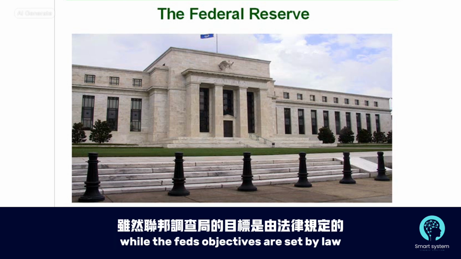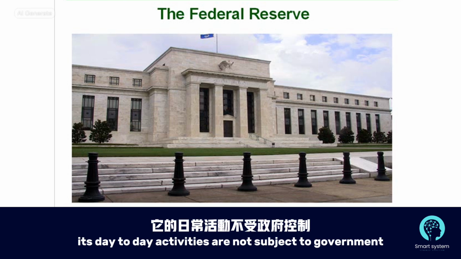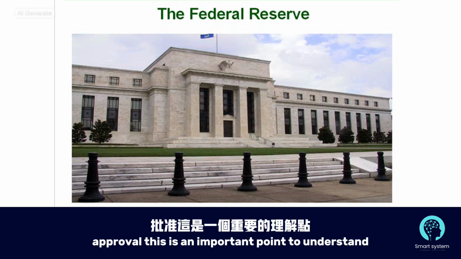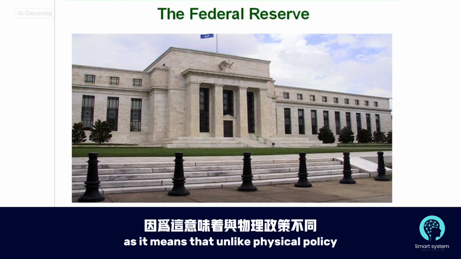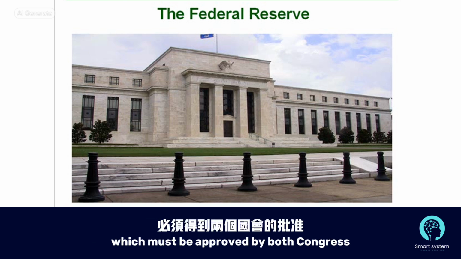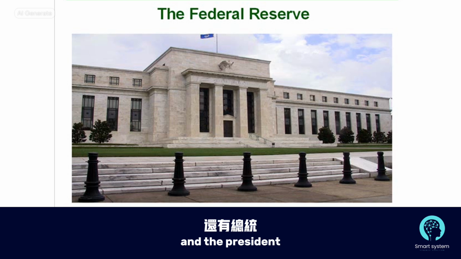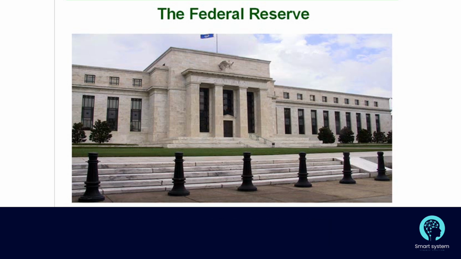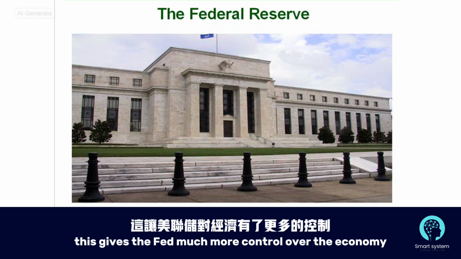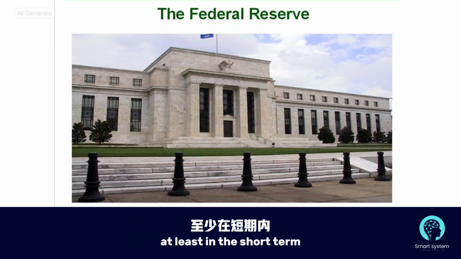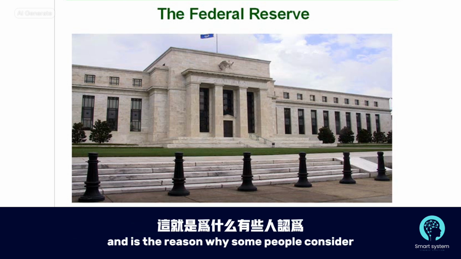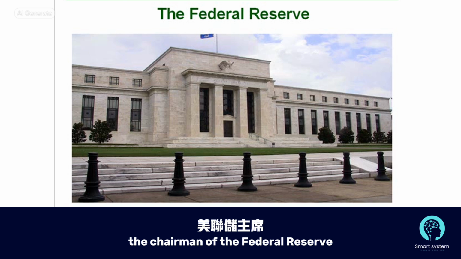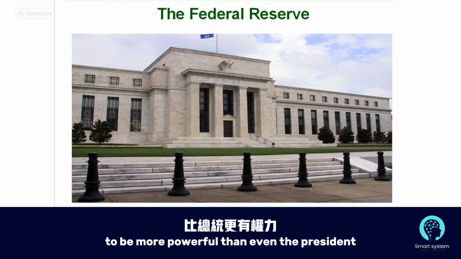While the Fed's objectives are set by law, its day-to-day activities are not subject to government approval. This is an important point to understand, as it means that unlike fiscal policy, which must be approved by both Congress and the President, monetary policy can be enacted as the Fed pleases. This gives the Fed much more control over the economy, at least in the short term, and is the reason why some people consider the chairman of the Federal Reserve to be more powerful than even the president.